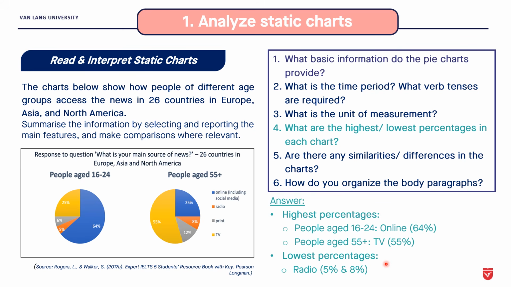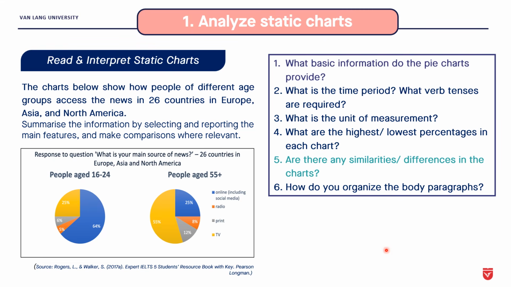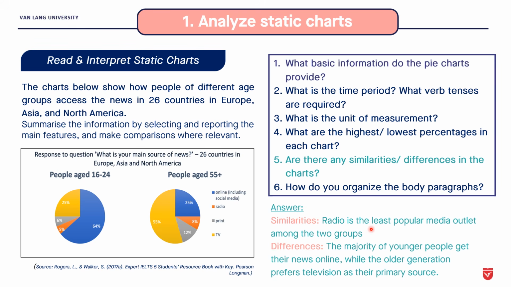Interestingly, the number of people using the radio to update news is the least popular for both groups, which are 5% for people from 16 to 24 years old and 8% for people 55 years old and above. It's important to identify the similarities and differences between the two categories. Here in the pie charts, the similarity is that radio is the least popular media outlet among the two groups. And the difference is that the majority of younger people get their news online, while the older generation prefers television as their primary source.